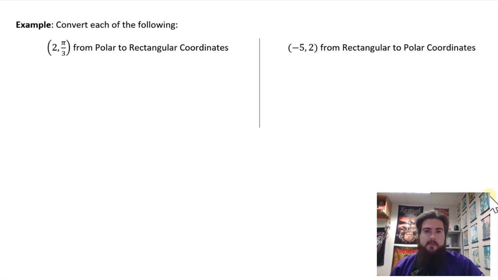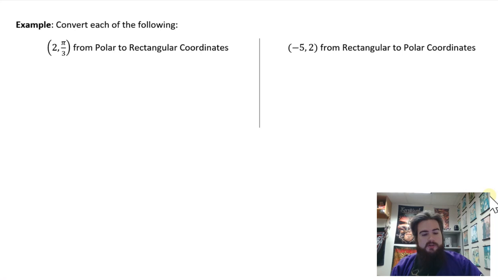In this example, we are going to convert each of the following. The point (2, pi/3) from polar to rectangular coordinates. And then we'll also do (-5, 2) from rectangular to polar coordinates.